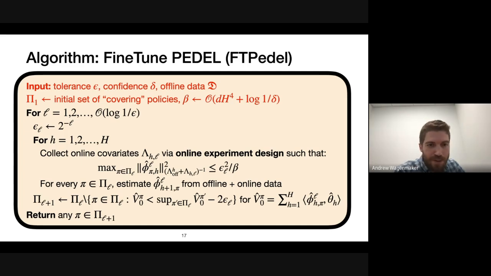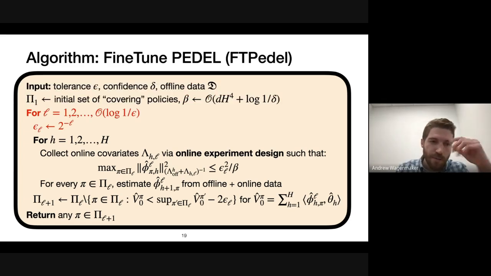And we're going to maintain some set of policies, Pi 1, which we can think of as an initial set of covering policies. This is essentially the set of all possible policies. You don't need prior knowledge to construct this set. You can construct a set of such policies that we just want to ensure contains an epsilon optimal policy for our MDP, and you can do this. Okay, so you construct this initial set of policies, and then you proceed in rounds.